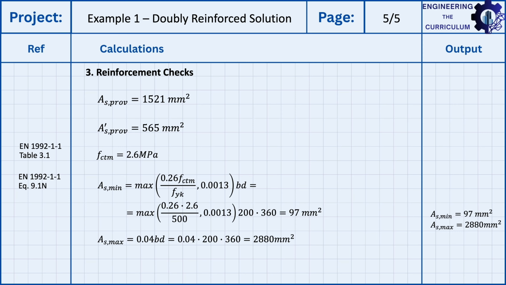And if we look at these equations that we've discussed in the lectures for minimum reinforcement and for maximum reinforcement, we can see that the minimum reinforcement required is 97 millimeters squared, and the maximum is 2,880. And we check each of our areas that we provided, both the tension and the compression, and we can see that they are within the range between the minimum and maximum. And that's it. That's the beam solved.